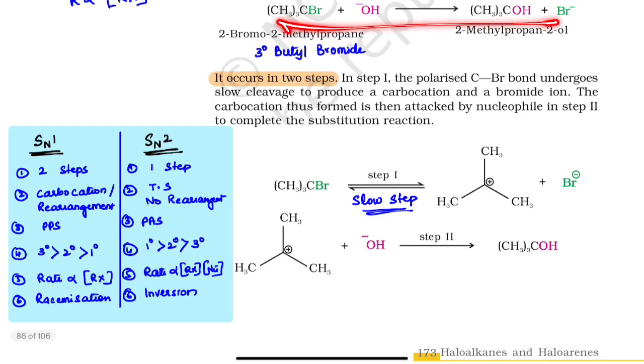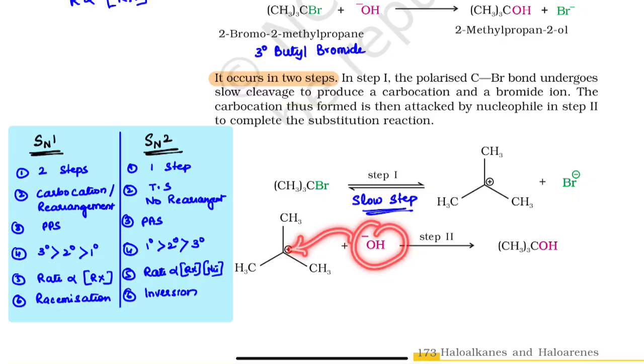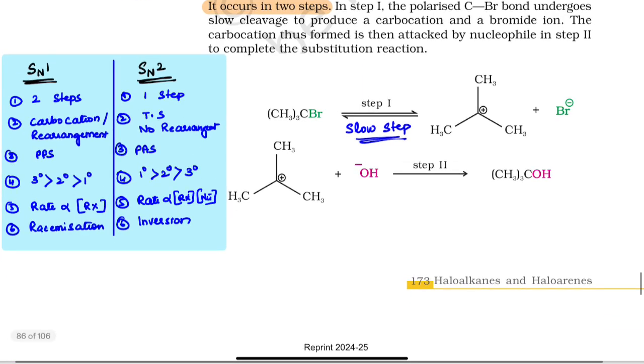And this reaction takes place in two steps. So here you can see two steps. In the first step, what is happening? In the first step, you can see Br leaves as Br minus and a carbocation is formed. And in the second step, you can see the nucleophile is coming and attacking the positive charge of the carbocation and it forms alcohol. So students, here the first step is the slowest step.